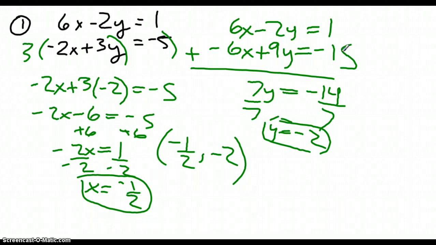And let's just do a quick check. -1/2 times 6 is -3. -2 times -2, which would be +4, right? -3 plus 4 is 1. And we have -2 times -1/2 is what? -2 times -1/2 is 1. Good. Plus 3 times -2 is -6. 1 plus -6 is -5.